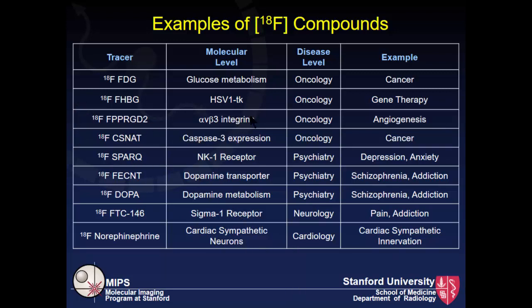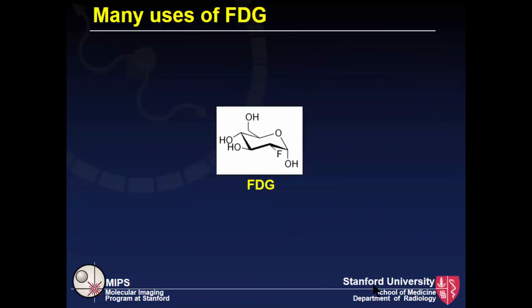FPPRG2 is something that we've used in our clinic looking at angiogenesis in cancer, targeting alpha v beta 3 integrins. CSNAT, I've talked about, caspase 3. More recently, and hopefully I'll use this as an example for the rest of this talk, looking at sigma 1 receptors, looking at pain and addiction.